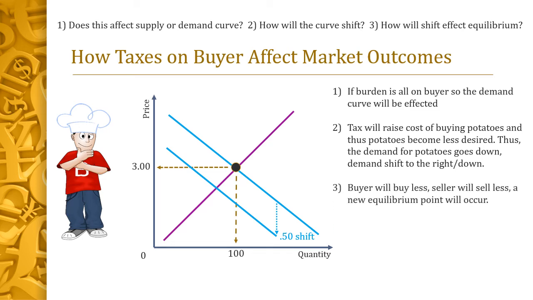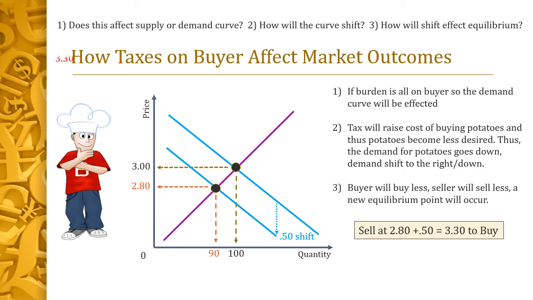And again, we're going to see that since there's going to be less purchased, we're going to have a new equilibrium point. And interestingly, this equilibrium point is going to say that at $2.80, he's willing to buy 90 pounds of potatoes. Now, is he really only paying $2.80? Is it good for him? No, not really. He's going to wind up paying $3.30 because while the seller is selling at $2.80, we have to add that 50 cents. So he's really buying it at $3.30.